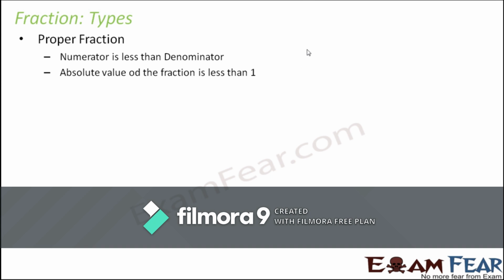So examples of proper fraction could be 1 by 9. It could be -3 by 6. It could be 1 by 200. So these are all examples of proper fractions, because you see the numerator is smaller than the denominator. And it has also been observed that the absolute value of the fraction is less than 1. When I say that, I mean for proper fractions.